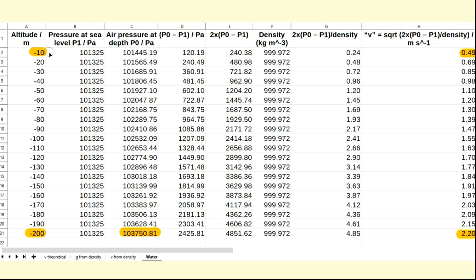But going lower than sea level, so underground, is perhaps a good analogy. Going minus 10 to minus 200 meters, the pressure goes from 101,325 up to 103,750 at 200 meters. And the velocity of something dropped is going to increase. So density, yes, the density of water. So put it into water straight away. Something is going to go from 0.49 to 2.20 meters per second.